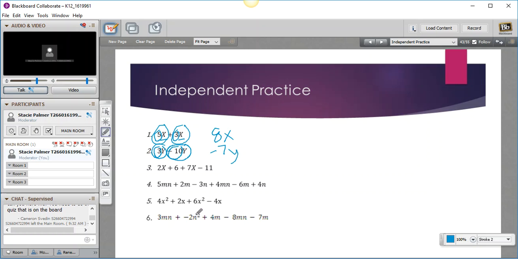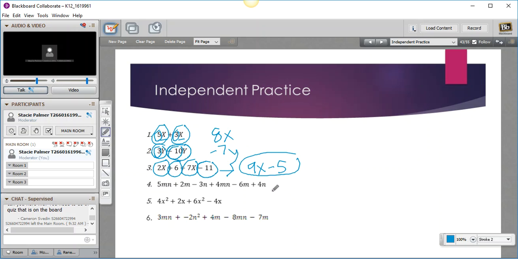Okay, let's look at number 3. To combine like terms here, we can combine 2x and 7x. Those are like terms. That would be 9x. And then we have two constants here, 6 and a negative 11. When we combine those, we get negative 5. So 9x minus 5. When we simplify 2x plus 6 plus 7x minus 11, it becomes 9x minus 5. Let's look at another one.